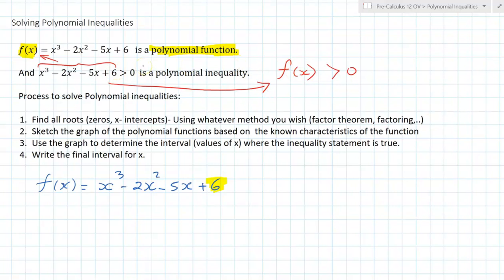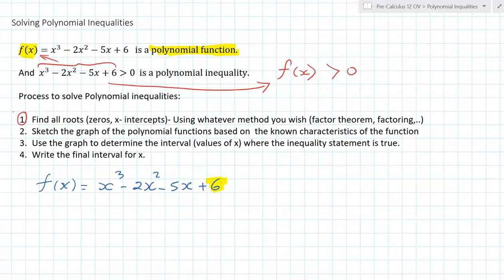All right, process of solving polynomial inequalities. Number one, you have to find all the x-intercepts, all the roots, or zeros, whatever you want to call them. And we can use whatever method we like. We can use long division, factor theorem. If it's a quadratic, you can do factoring. But for the most part, you're going to rely on factor theorem to get the first factor and possibly do a long division to get the other factors. You can possibly use the rational root theorem as well. So as I said, whatever method you like.